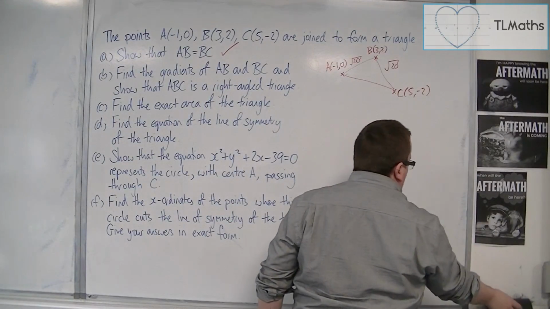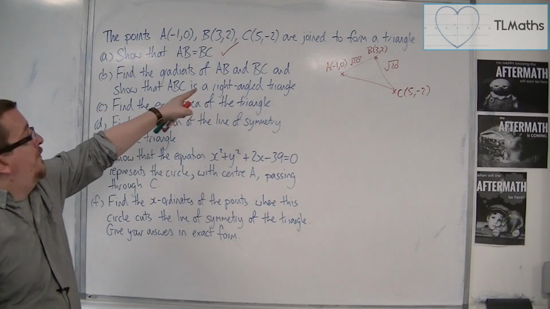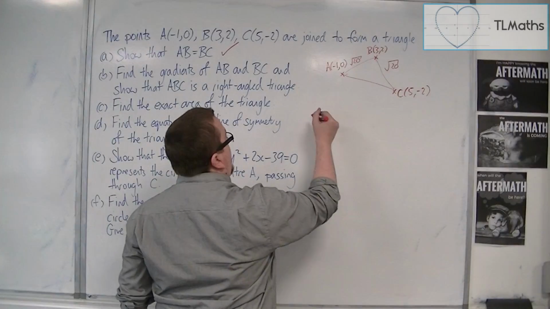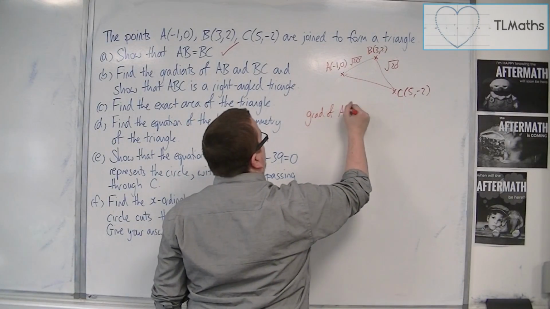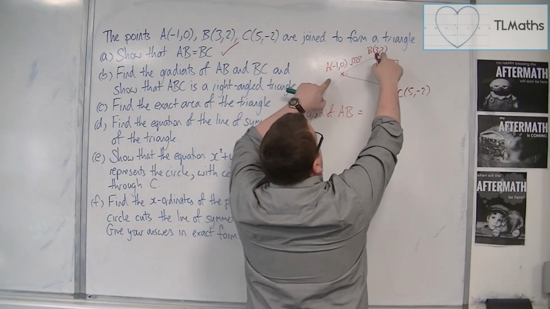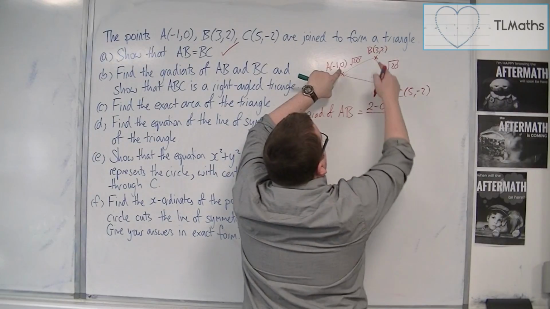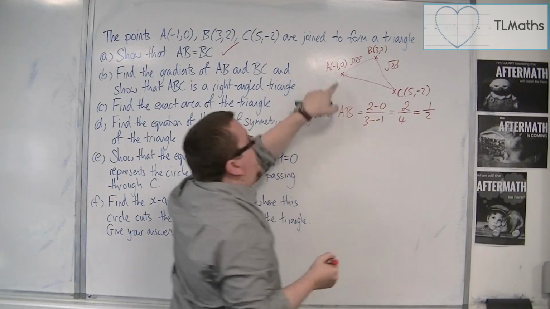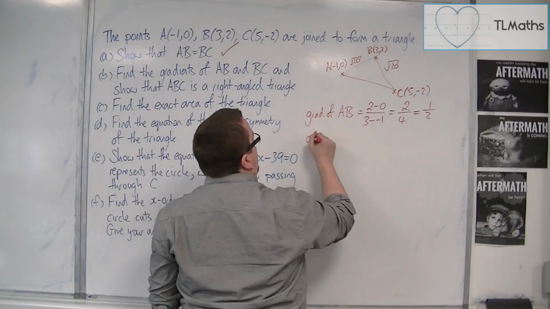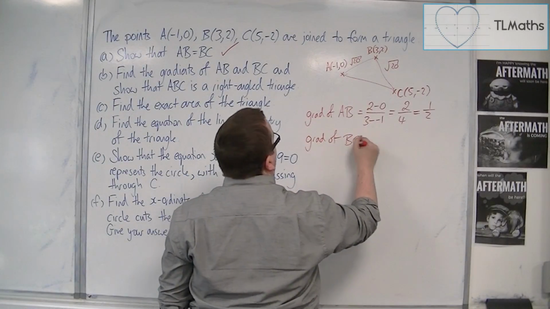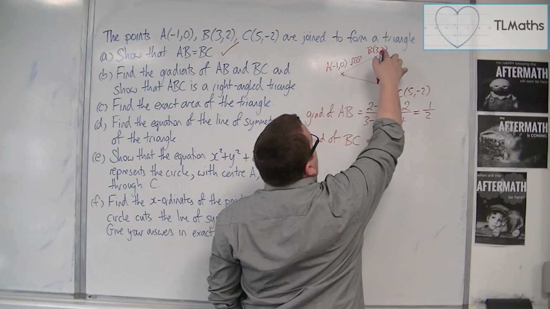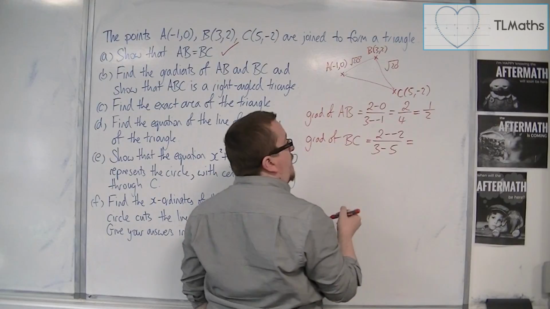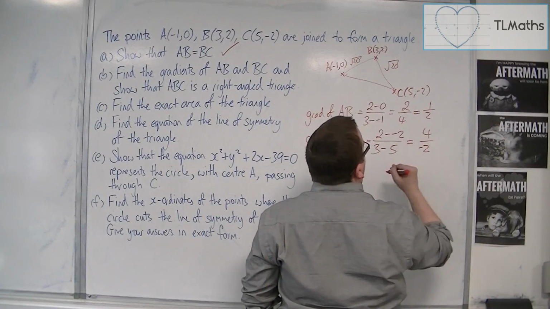Okay, so what's the next bit? The next bit says, find the gradients of AB and BC. Show that ABC is a right angled triangle. So, the gradient of AB is the difference in the y coordinates, so 2 take away 0, divided by 3 take away minus 1. So 2 over 4, so 1 half. So the gradient of AB is a half. And we also want to find the gradient of BC. So gradient BC, 2 take away minus 2, so the difference in the y's divided by the difference in the x's, so 3 take away 5. So we're going to get 4 over minus 2. So that's minus 2.